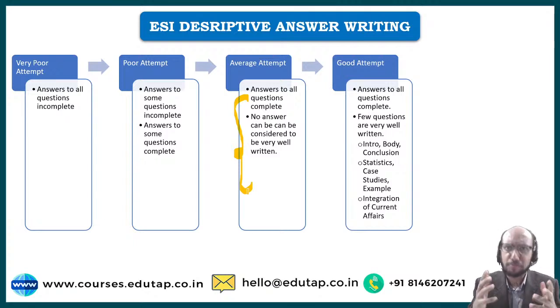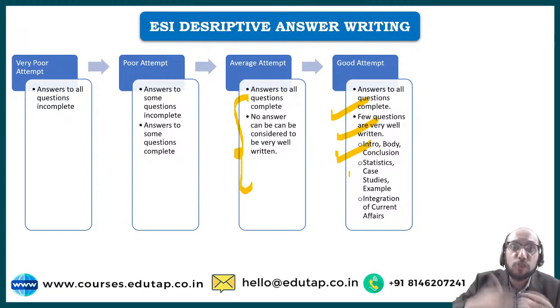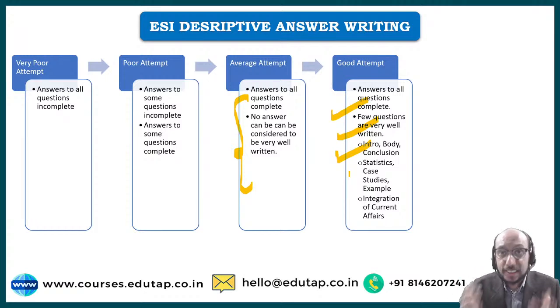What is a good attempt? A good attempt is one in which you have answered all questions, sure, and to a few questions, at least to one question or two questions, you have given a very well written answer. And what is a very well written answer? There has to be an intro, there has to be a body, there has to be a conclusion. You have given relevant statistics, case studies as examples to justify your points, and you have integrated some amount of current affairs in your static answer. This kind of an answer may be considered to be a good answer, right?